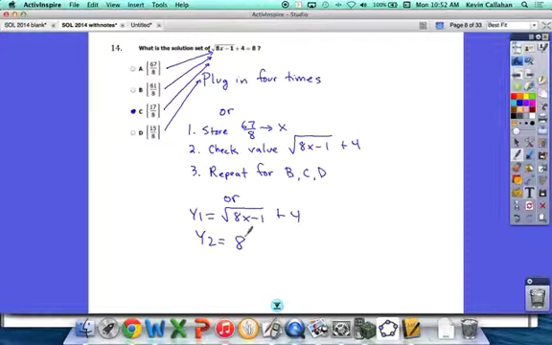Remember, you don't care about the y values. You introduced the y values when you did that. There were no y values in there. But if you just draw this graph and see where it crosses that graph, that's going to be your solutions right there.